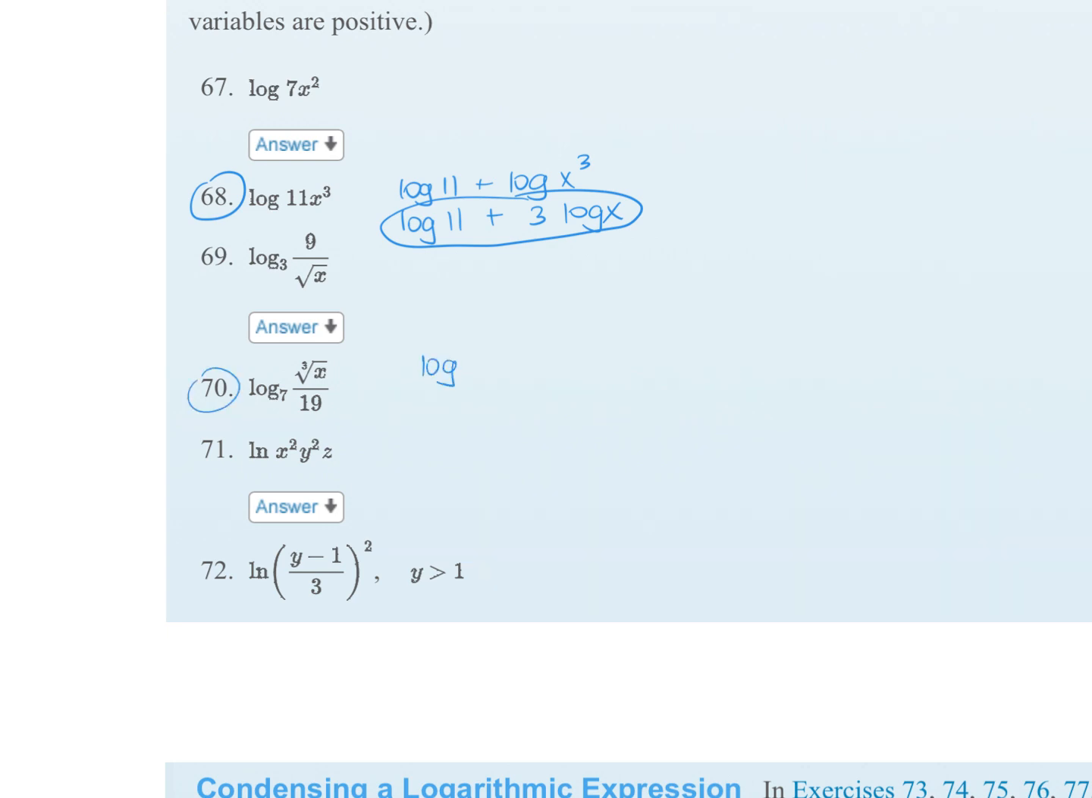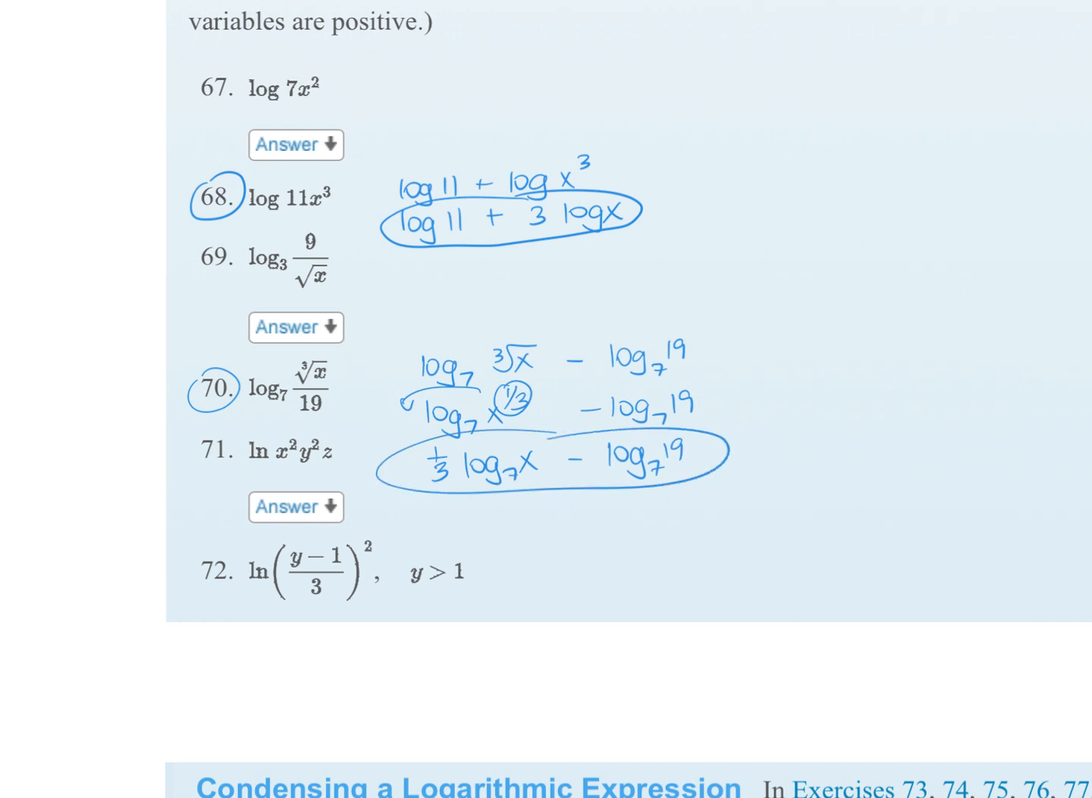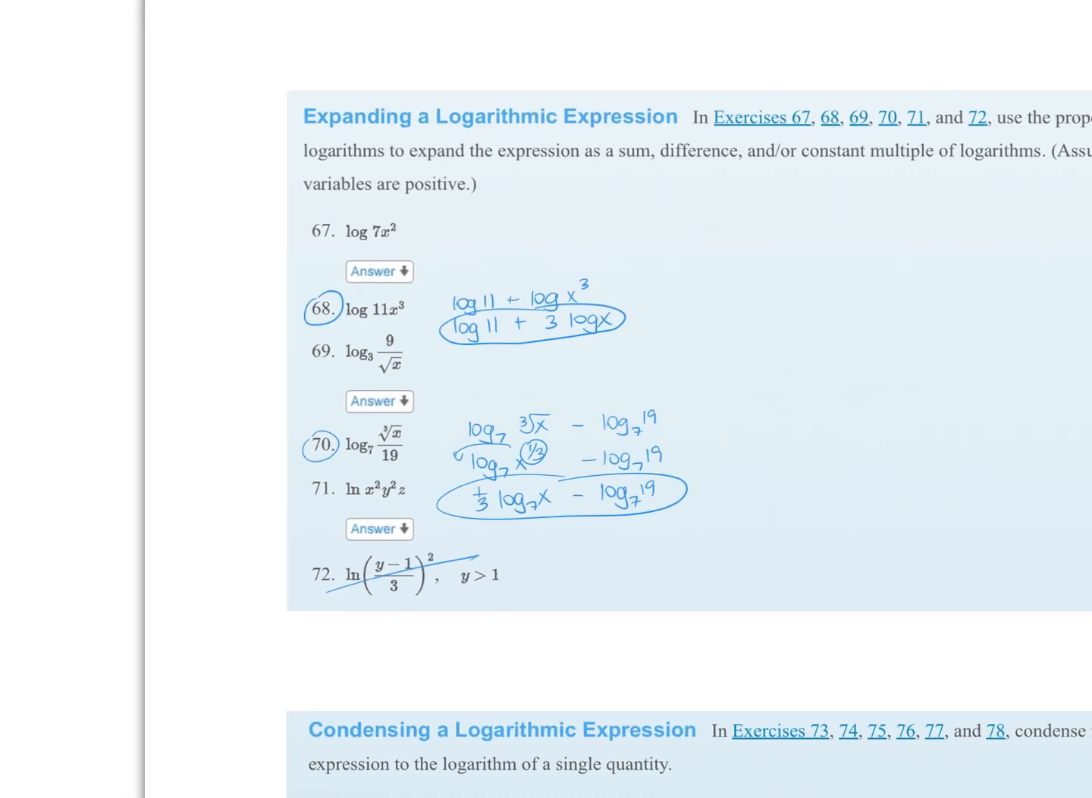Okay, let's do this one. This is going to be log base 7 of the cube root of x minus log base 7 of 19. This is going to be log base 7 of x to the 1/3 power, right? And this 1/3 would move to the front. So it's 1/3 log base 7 of x minus log base 7 of 19. And there we go. Oh, we don't need to do that one. I think that would be pretty much good there.